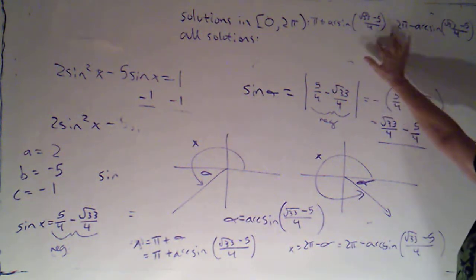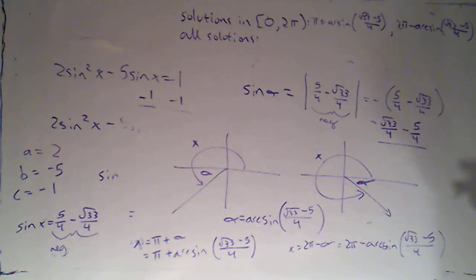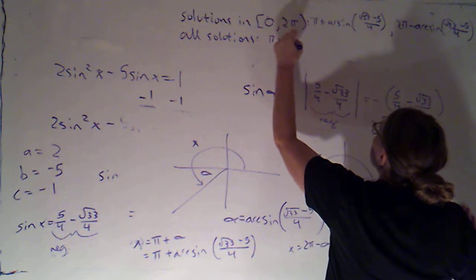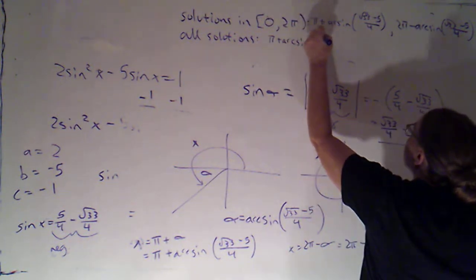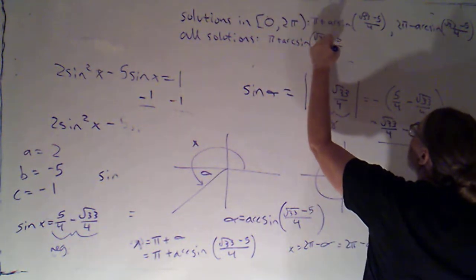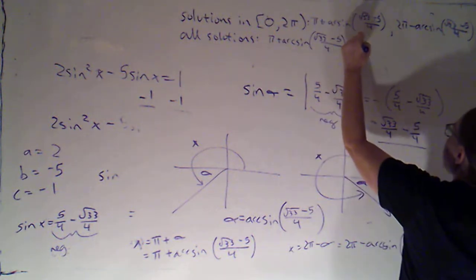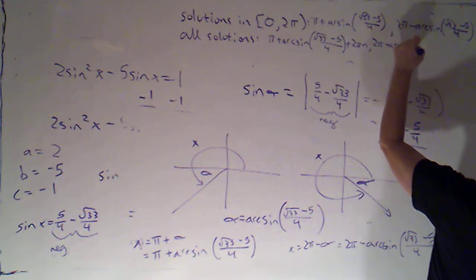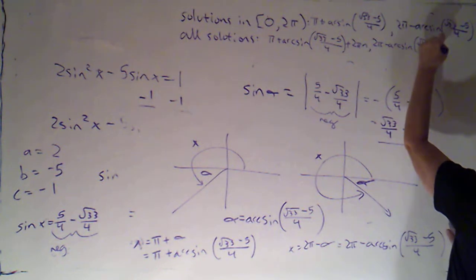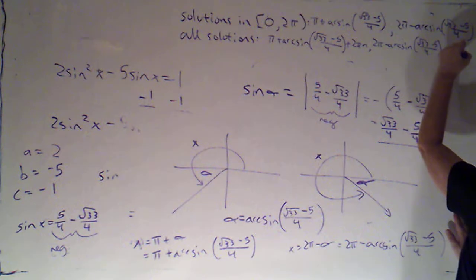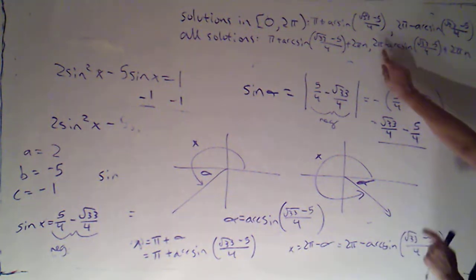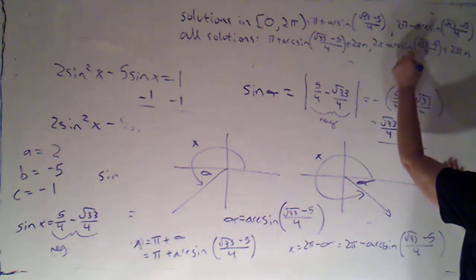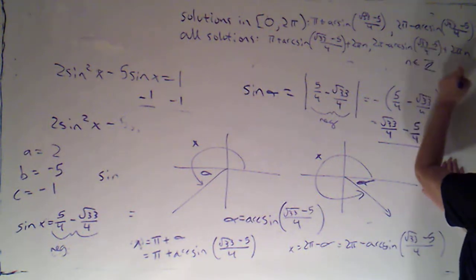For all solutions, I'm just going to add a multiple of 2 pi to each of those. So I will get pi plus arcsine of root 33 minus 5 over 4 plus 2 pi n, and then 2 pi minus arcsine of root 33 minus 5 over 4 plus 2 pi n. And again, if I want to, I don't need to write that 2 pi. I can let that get absorbed into the 2 pi n. I do need to state that n is an integer.